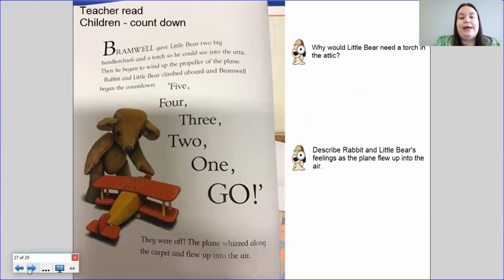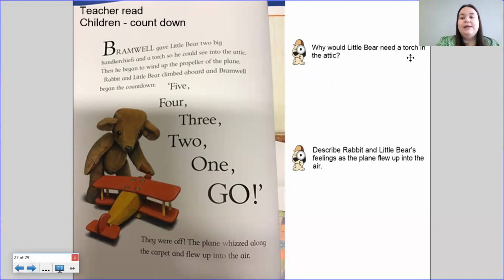Bramwell gave Little Bear two big handkerchiefs and a torch so that he could go into the attic. Then he began to wind up the propeller of the plane. Rabbit and Little Bear climbed aboard and Bramwell began to count. Join in if you like. 5, 4, 3, 2, 1, go! They were off. The plane whizzed around the carpet and flew up into the air.